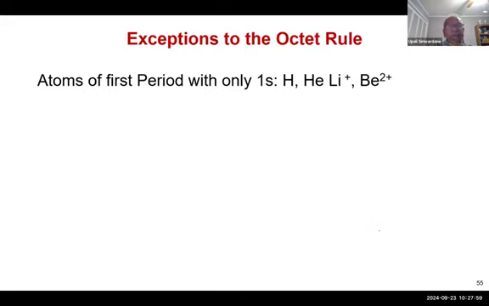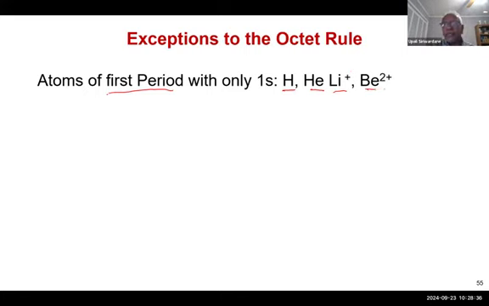Now, exceptions to Lewis structures. Hydrogen always shows a duet because it cannot have more than 2 electrons in the first period. Helium also never gets an octet. Therefore, it's an exception. Lithium also, when it forms ions, has 2 electrons in its outer shell, similar to helium.